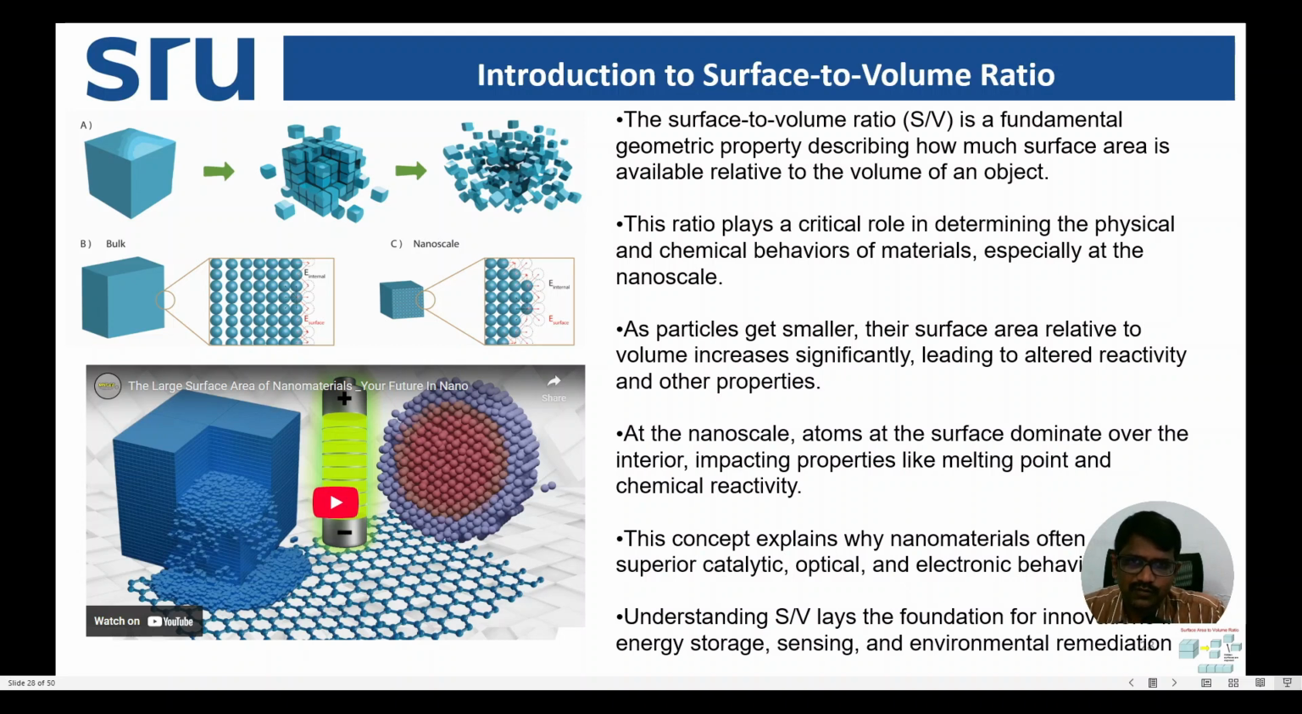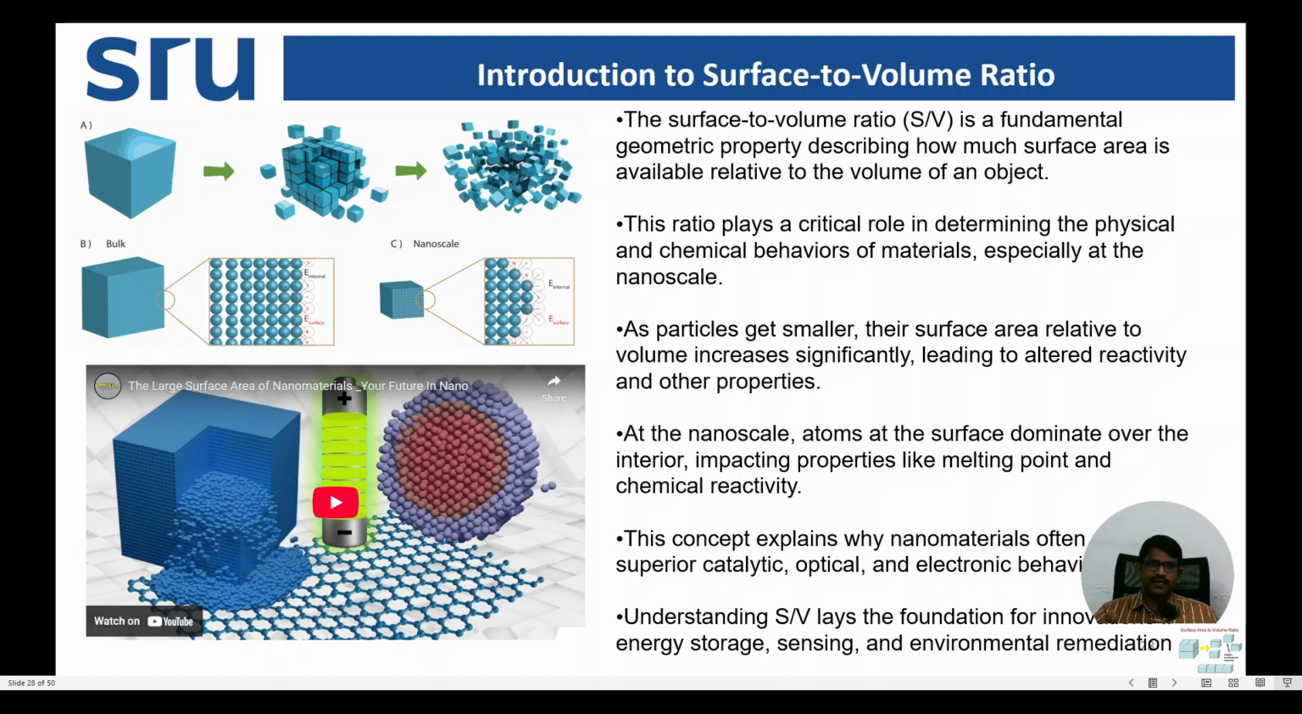In simple words, the surface to volume ratio is a fundamental property related to surface area, and we describe it as how much surface area is available relative to the volume of an object. That is important. This ratio plays a critical role in determining the physical and chemical behaviors of materials, especially at the nanoscale. We already discussed that.